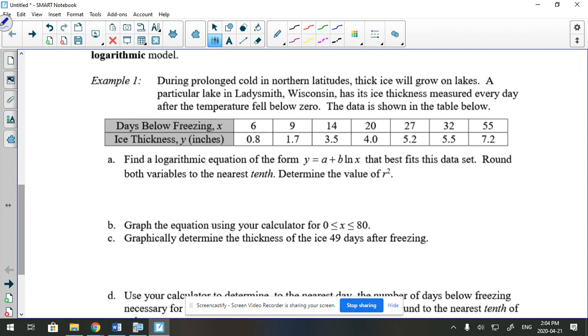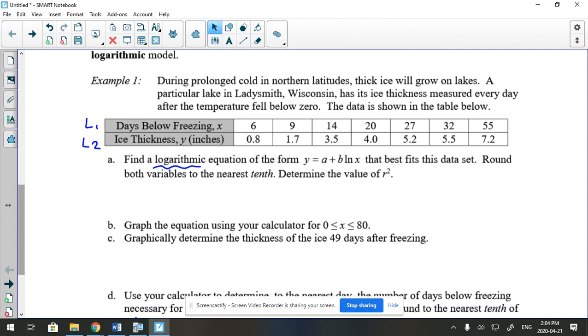Now, often in the questions, it'll give you a hint what kind of regression we want to do. So it says, find a logarithmic equation that best fits this data set. We need to go into our calculator and figure out how to do that. Remember from last unit, we're going to list all these values in our list function. This will be my list 1 and my list 2.